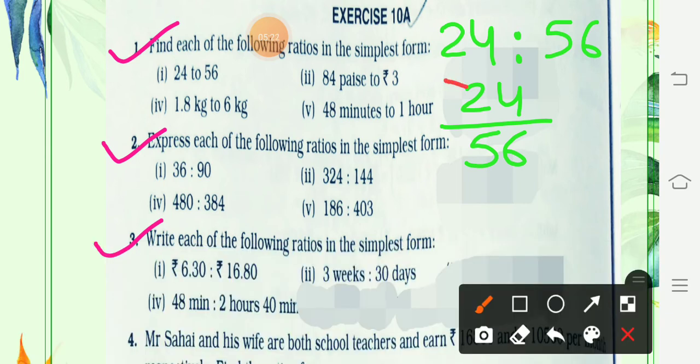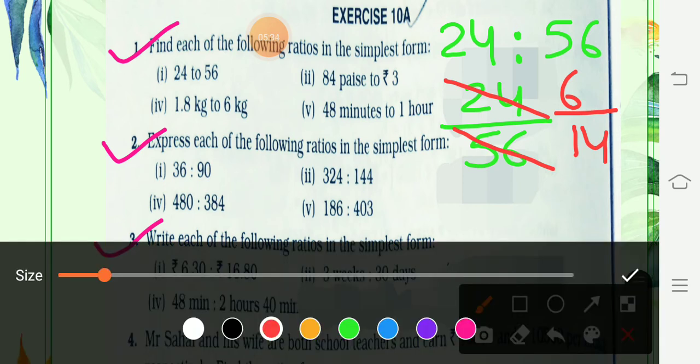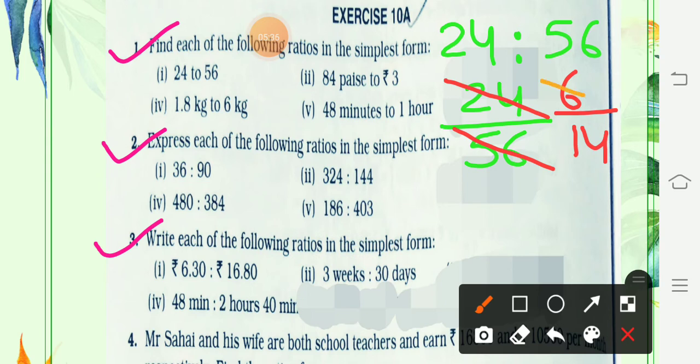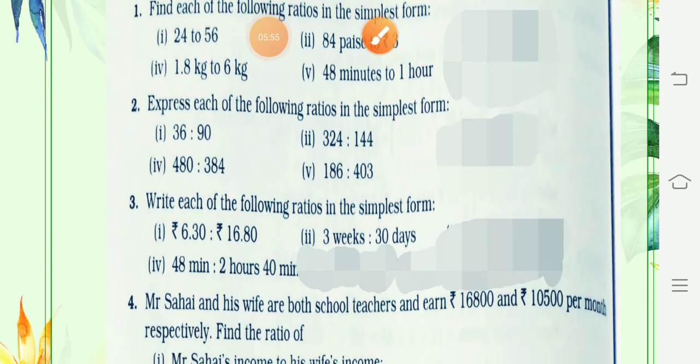4. 4 6s are 24 and 4 1s are 4. 1 left, 4 4s are 16. We get 6 upon 14, but it is again cancelling by 2. Yes, continue. 2 3s are 6 and 2 7s are 14. So students, finally we get our answer 3 upon 7, or I can say 3 ratio 7 is the simplest form of question number 1, first option. Now let's move to the next question.